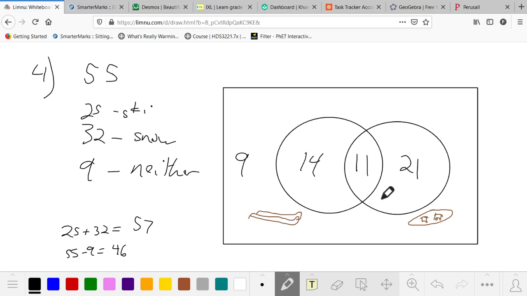Now, how many guests plan to ski and snowboard? That's 11. How many plan to only ski? That's 14. How many plan to only snowboard? That's 21.